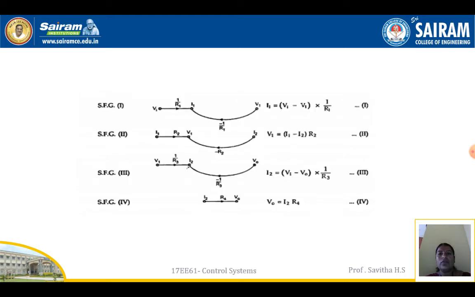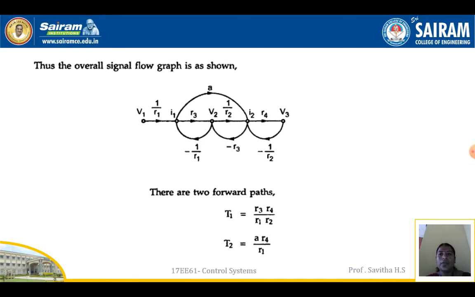So the signal flow graph for the first equation is I1 is equal to (Vi minus V1) into 1 by R1, and the second one is V1 is equal to (I1 minus I2) into R2, and the third one is I2 is equal to (V1 minus V0) into 1 by R3, and the fourth is V0 is equal to I2 into R4. So the overall signal flow graph is as shown.